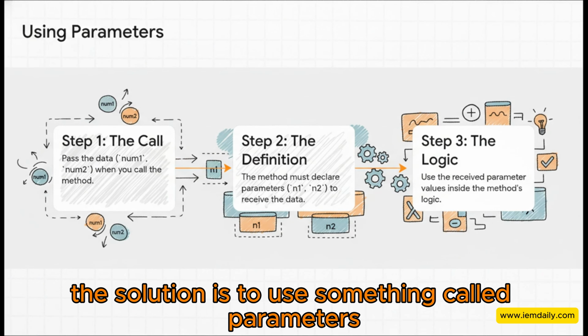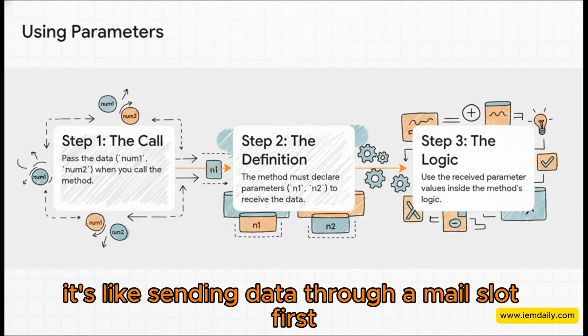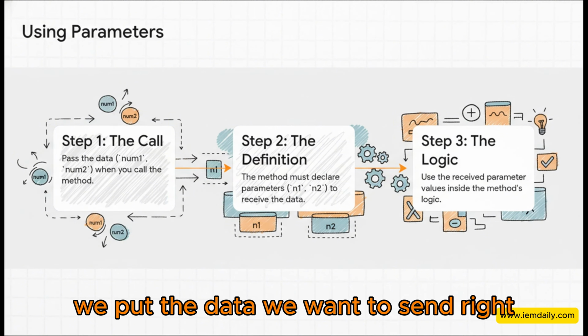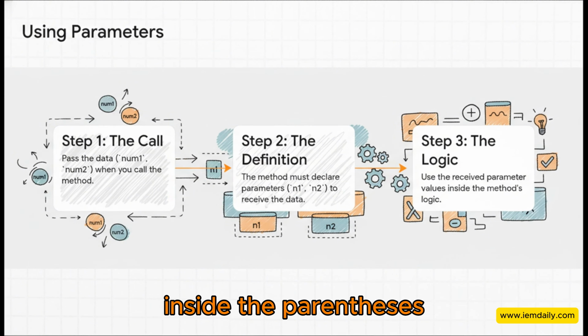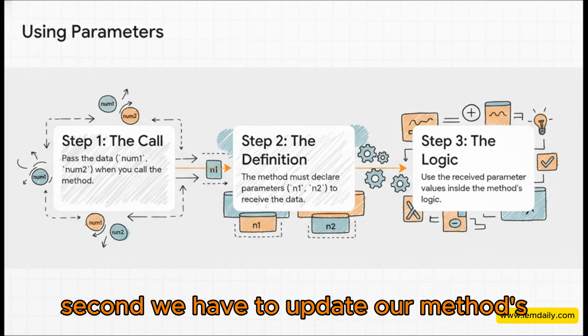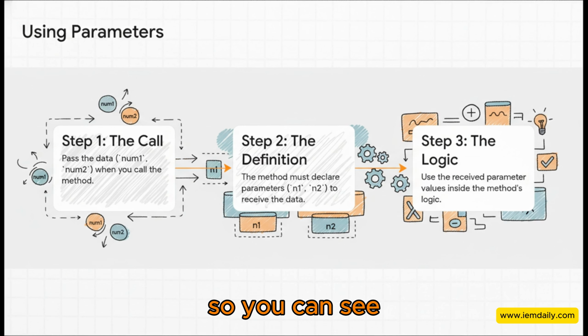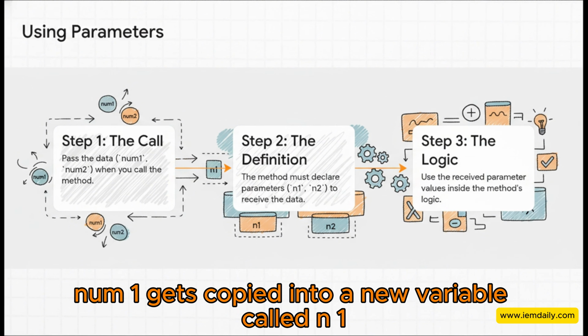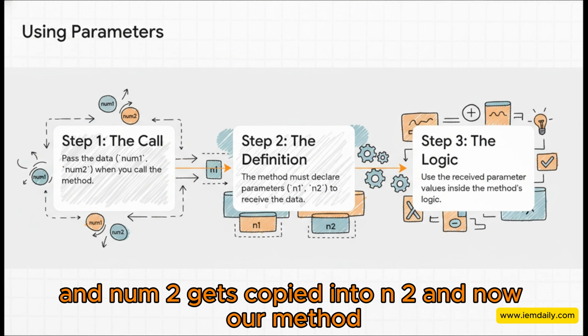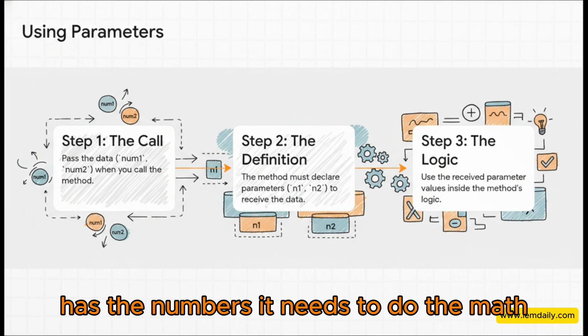The solution is to use something called parameters. It's like sending data through a mail slot. First, when we call the method, we put the data we want to send right inside the parentheses. Second, we have to update our method's definition so it's ready to receive that data. So you can see num1 gets copied into a new variable called n1, and num2 gets copied into n2. And now our method has the numbers it needs to do the math.